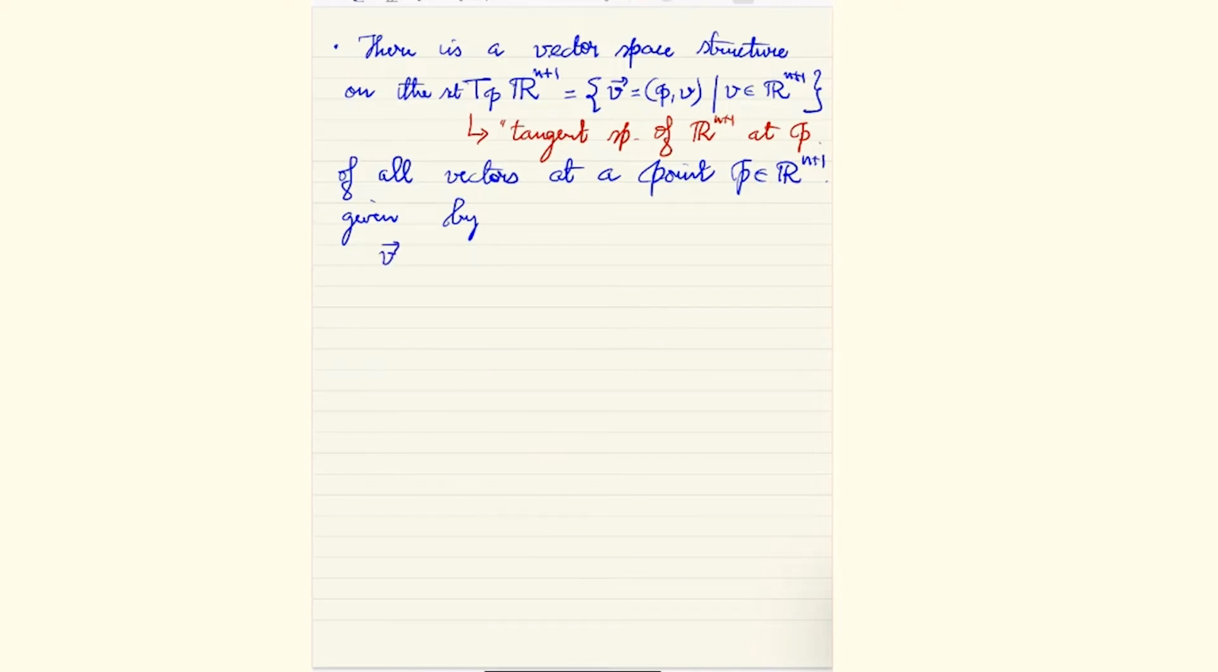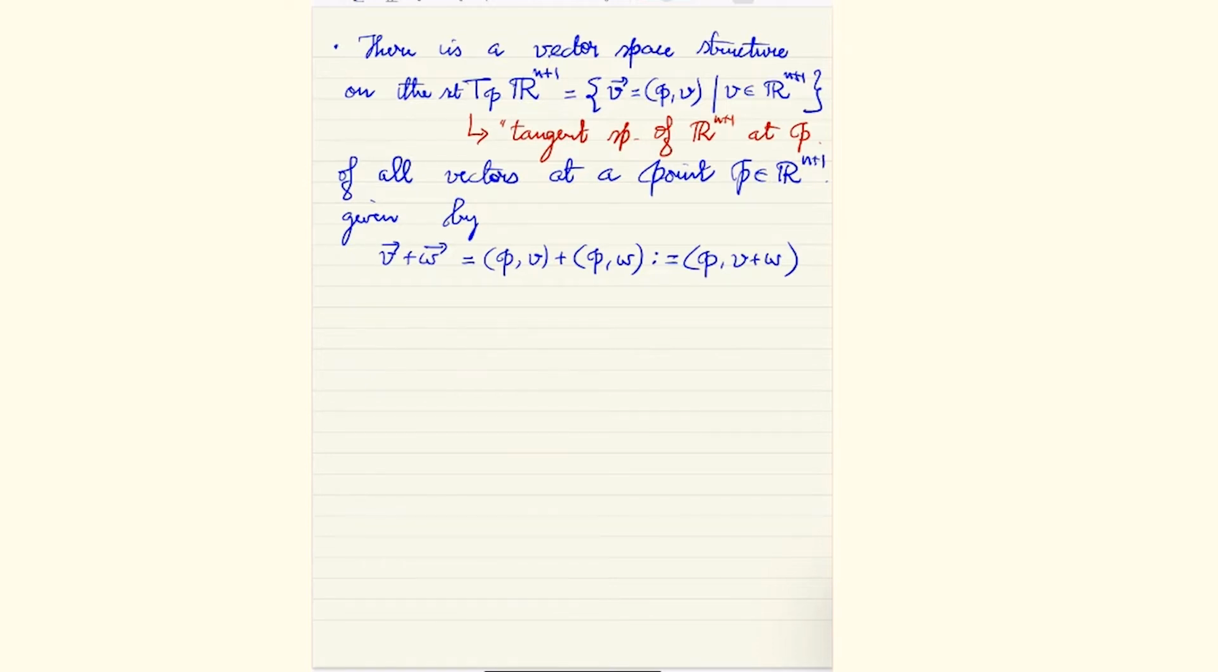So what is addition here? You add two vectors, and you want to end up with another vector which lies in TP Rn plus 1 itself. So what is V? It's a pair P comma V. What is the vector W? It's a pair P comma W. So you define the addition to be P comma V plus W. So you keep the point fixed. So it's simply looking at all possible vectors which start from P, as V varies over all directions and lengths, in fact. So this is the vector addition.